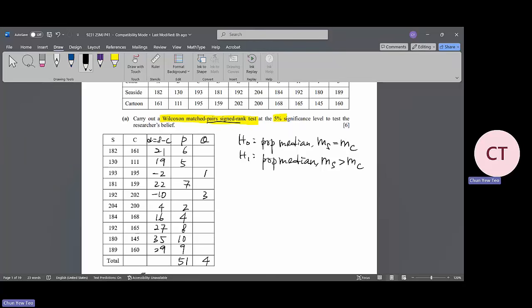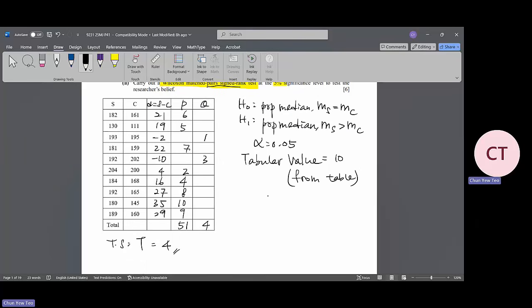Okay, so your alpha is 0.05. Your tabular value or the critical value, from the formula table, is 10. Then compare the test statistic with the tabular value. The test statistic is actually less than the tabular value. Over here, we should reject H0.